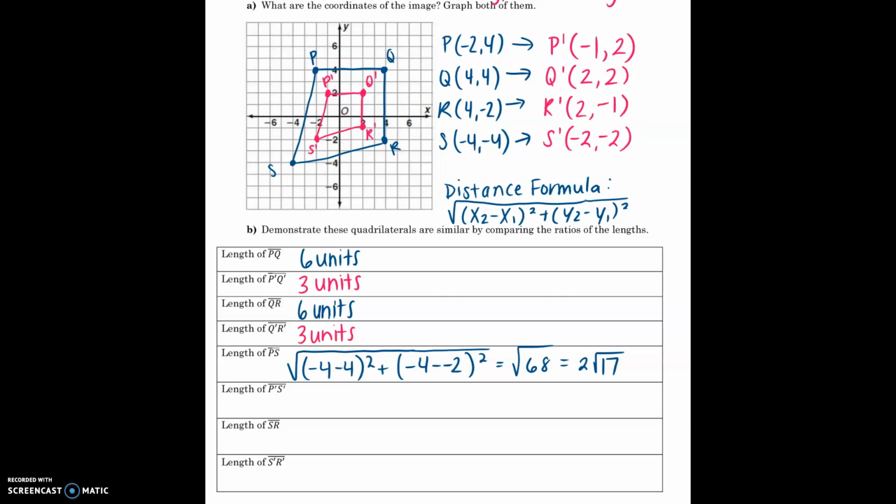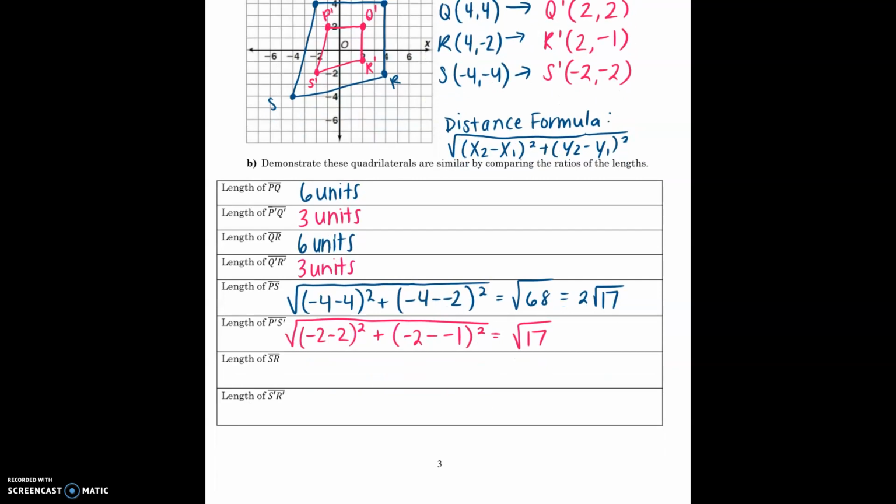For the length of P prime, S prime, we have the square root of negative 2 minus 2 squared plus negative 2 minus negative 1 squared, which is equal to the square root of 17. Again, we can see that the length of the image is half the length of the pre-image, which reflects our scale factor.